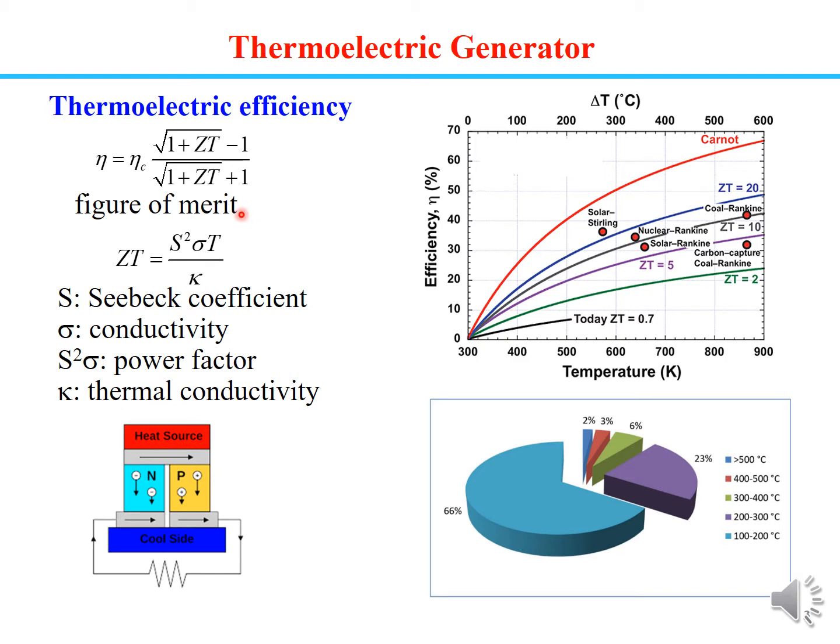Thermoelectric material can be used to harvest heat into electricity. The efficiency depends on the figure of merit ZT. Here S is the Seebeck coefficient, sigma is the conductivity, S squared sigma is also called power factor, T is the absolute temperature, kappa is the thermal conductivity.